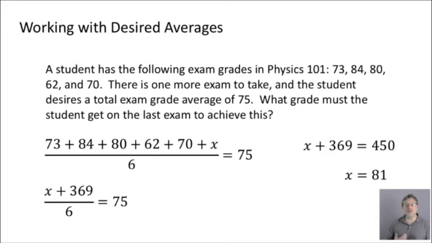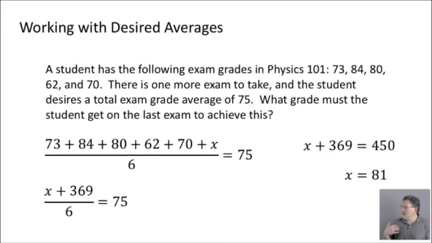Well, we now have an equation. We haven't really talked much about equations yet, but perhaps you can see that I'm eventually going to solve this to find out what x is. The way that we would solve this is by, first of all, adding up all those numbers there to get 369. So you can see that in the lower left-hand corner. I've simplified this a little bit, so this is (x + 369) / 6 = 75. So we don't know what this exam grade should be, but we do know that when we add 369 to it and then divide by 6, we want to get 75.